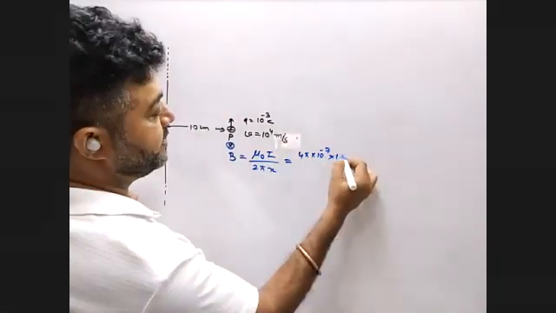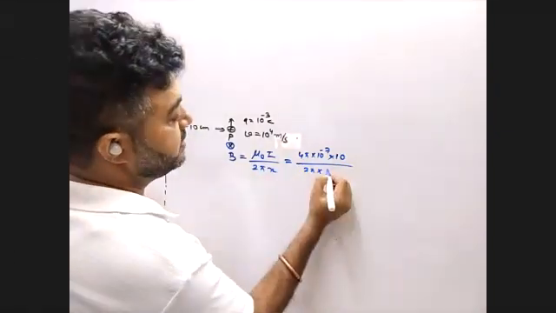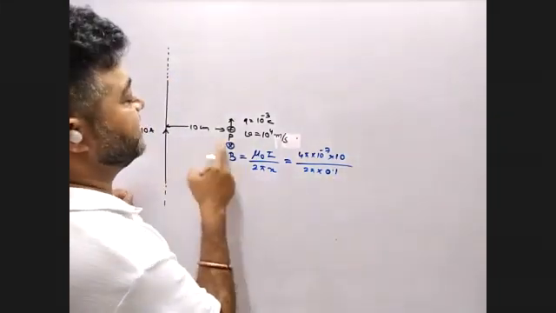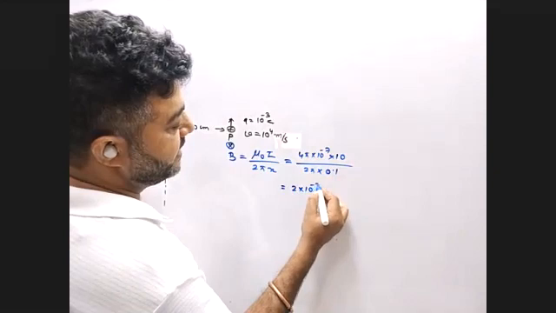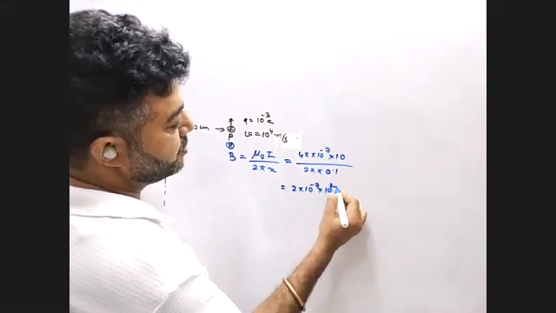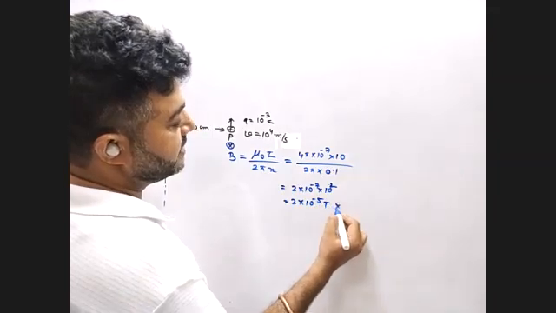Current 10 ampere, 2 pi x 0.1, 10 centimeter means 0.1 meter. So what we have, 2 into 10 to the power minus 7, 10 to the power 2, that is 2 into 10 to the power minus 5 Tesla. What is the direction? Cross.